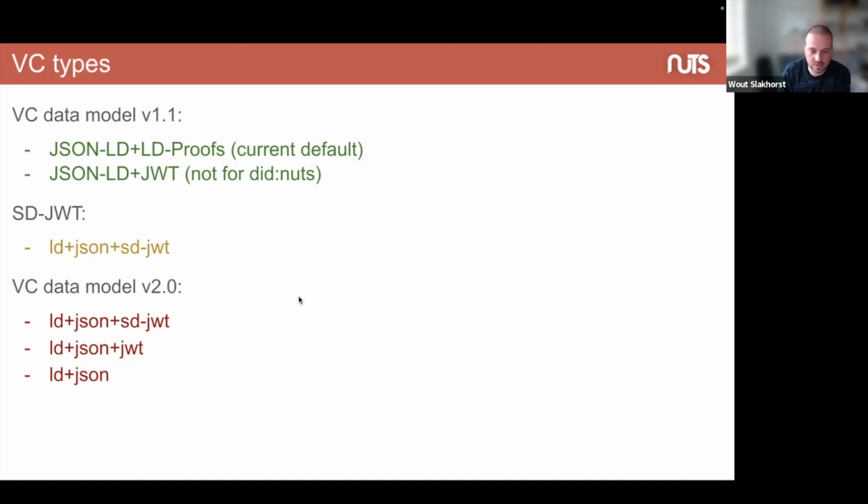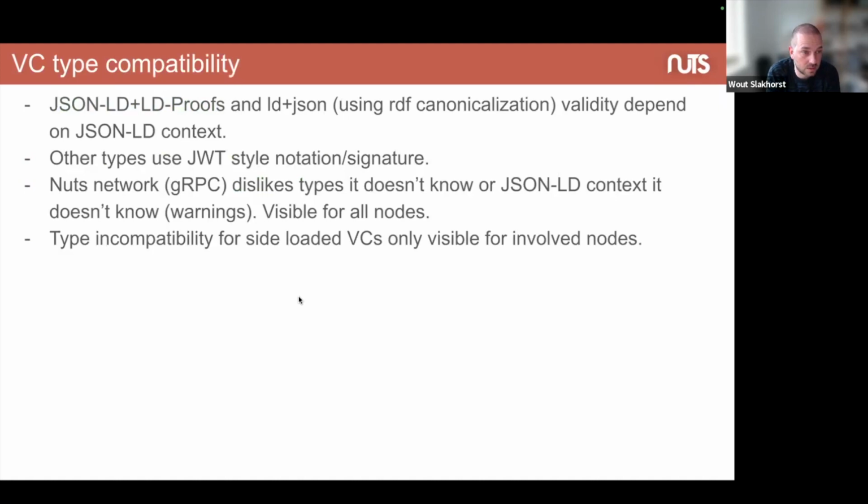It's important for the tech behind it, because one of the shortcomings from the current JSON-LD proofs is forward compatibility. So you have these different types, and there is a JSON Web Token format, which means that regardless of whether you're using JSON-LD or just JSON, the signature will always be based on the actual bytes in the message.